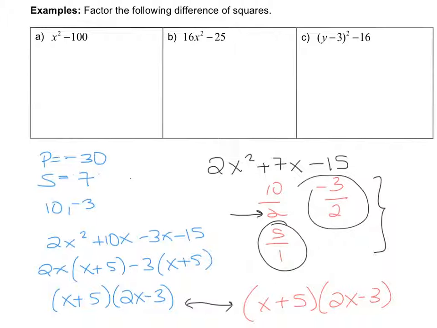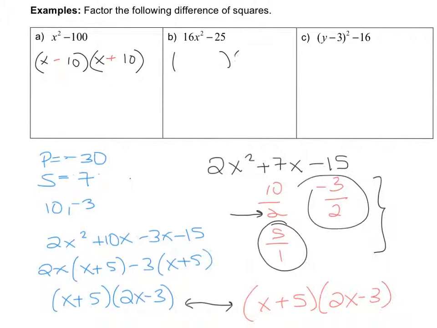So real quick, I look at it. Is there a common factor that I can take out? No, there isn't. So I write my two brackets. I square root the first term, so I get x in one bracket and x in another bracket. I square root the last term, so the square root of 100 is 10, so 10 in one bracket and 10 in the other bracket. And then my signs, one is plus and one is minus, and I'm done. Super quick and super easy. Let's try the next one.